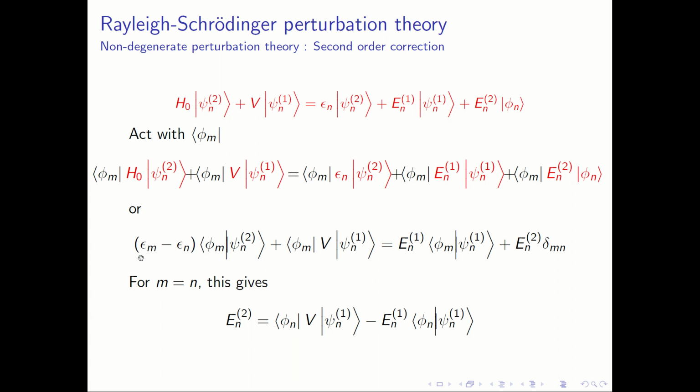Then because of this factor, this unknown term drops out, and you are left with En2 is simply φn V ψ1 minus this term En1 φn ψ1. Of course, if we were using intermediate normalization, φn ψ1 would be 0, so this term would simply not be there. Now this looks like a bit of a problem, because as we said a while ago, φn ψ1, this particular overlap integral, the one corresponding to m equal to n, cannot be found from perturbation theory. So it looks like our formula for the second order energy correction has a piece which perturbation theory simply cannot tell you about.